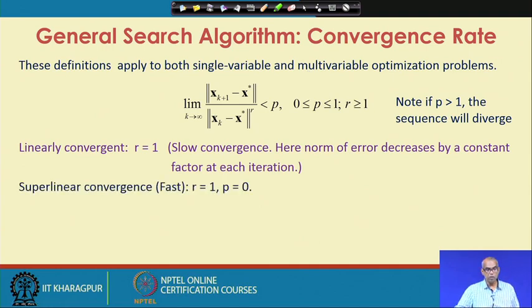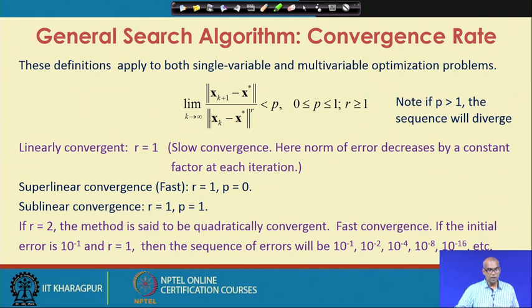If r equal to 1 and p equal to 0, we get superlinear convergence, usually it is fast convergence, and for r equal to 1 and p equal to 1, we get sublinear convergence. If r equal to 2, the method is said to be quadratically convergent, it is fast convergence. So, if the initial error is 10 to the power minus 1 and r equal to 2, then the sequence of errors will be 10 to the power minus 1, 10 to the power minus 2, 10 to the power minus 4, 10 to the power minus 8, 10 to the power minus 16, etc.